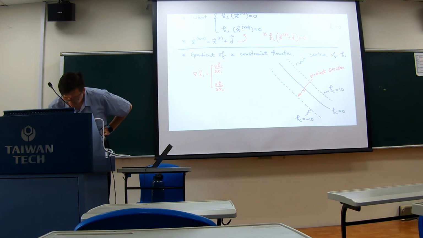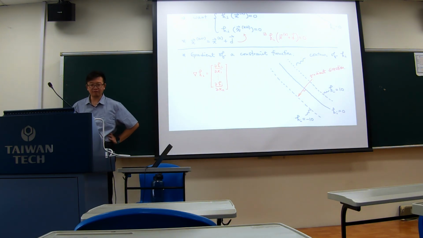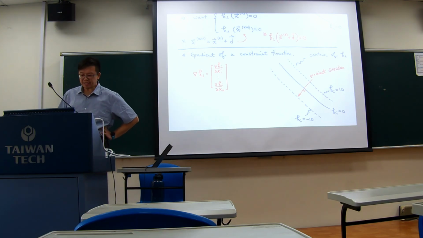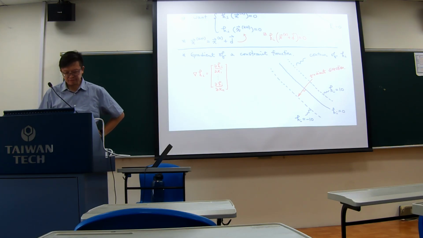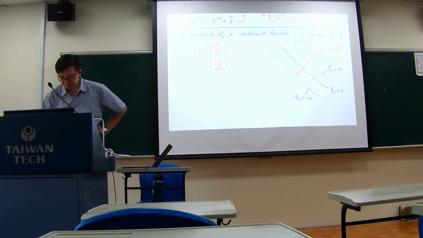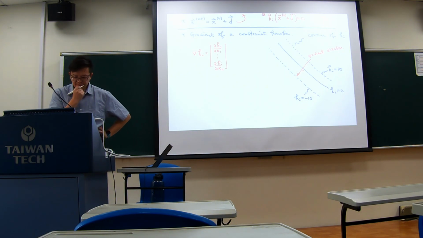Let's say n. Okay? There's a vector of partial derivatives. Okay, and if you are staying on the... how to prove gradient is perpendicular to the contour.